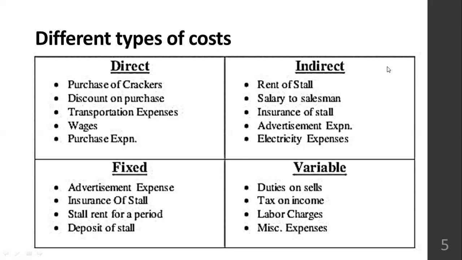So duties that you pay on sales are variable. Sometimes you sell less, sometimes more, so duties change. Tax on income is also changing, because income tax and everything usually changes every year. Labor charges also keep changing based on the trade union's demand. And any other sudden or miscellaneous expenses that take place on a daily basis, operational expenses, are not the same. Day-to-day expenses are always different.